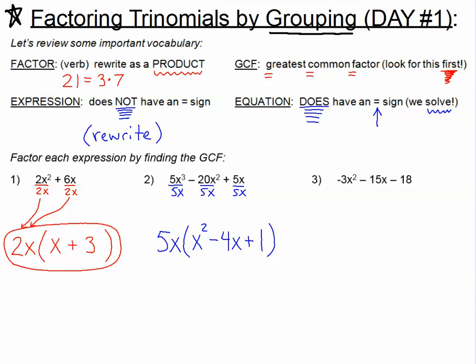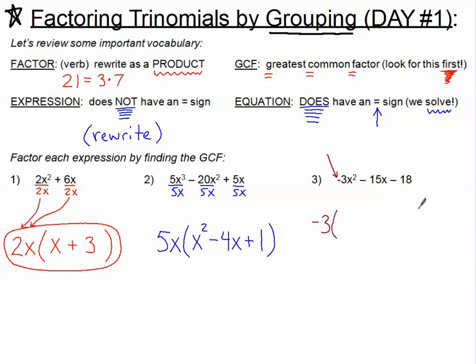And finally, our last one, I see a negative 3, I see a negative 15, I see a negative 18. Well, I know that 3 will divide evenly into all 3 of those. But because my first term is leading with a negative, I'm not going to factor out a positive 3. I'm going to factor out that negative 3. Let's see if anything else is in common. I don't see any variables on this last term, so there must not be a common variable this time. It must just be the negative 3.